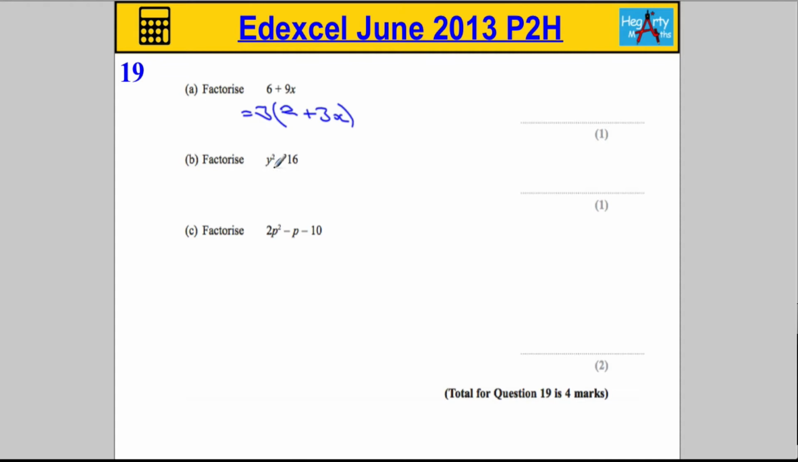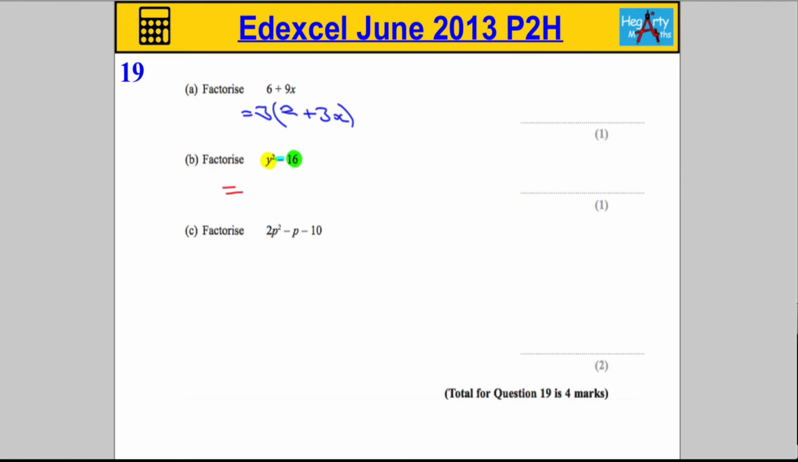Next part, factorize y squared minus 16y. What you need to look out for here is that we've got two terms, both of which are squares. And in between, we've got this subtract, or sometimes known as the difference between these two squares. So this is the difference of two squares.